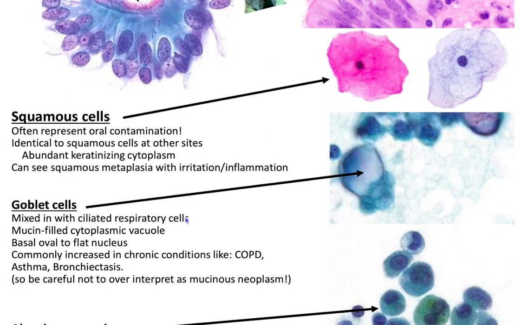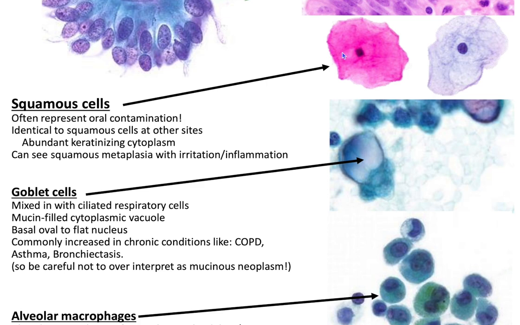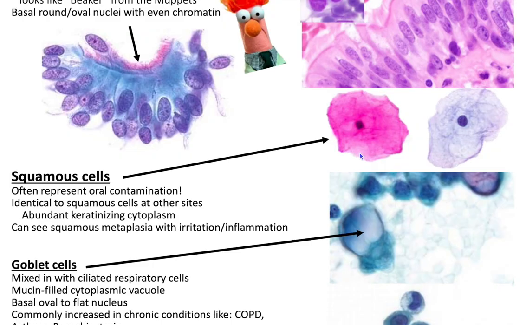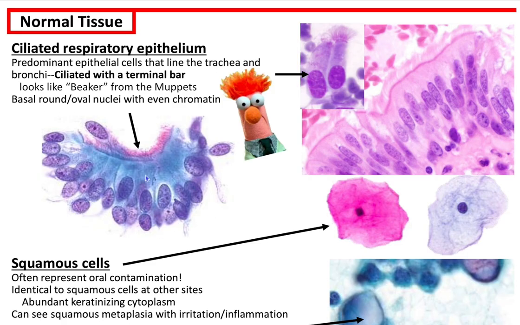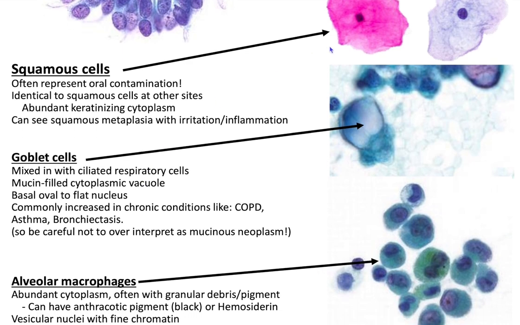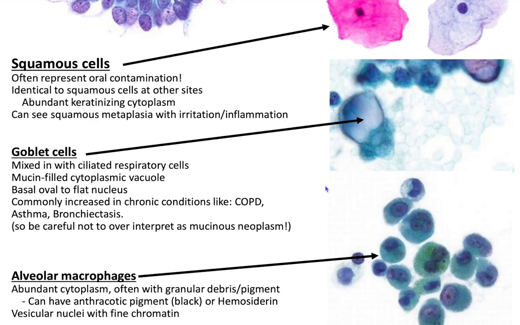Okay, on squamous cells, this often represents oral contamination, and it's identical to squamous cells at other sites, such as your pap smears. You'll have abundant keratinizing cytoplasm. That being said, you can see squamous metaplasia with irritation and inflammation, for instance, in a chronic smoker. Goblet cells can be intermixed with your bronchoepithelial cells, and you'll have mucin-filled cytoplasmic vacuoles, and it's commonly increased in chronic conditions like COPD and asthma and bronchiectasis.